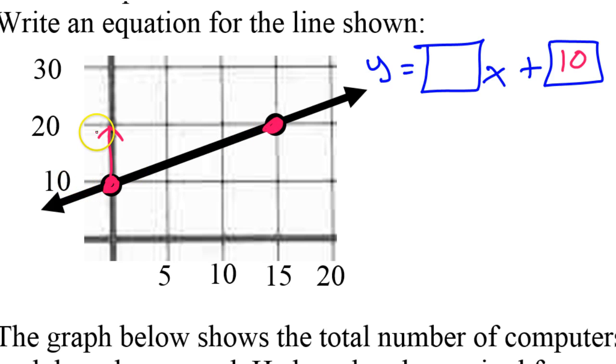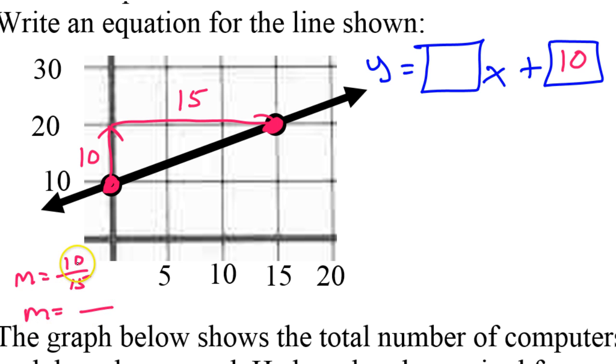It's going from 10 to 20, so that is a rise of 10. Now as I do this run, it's going from 0 to 15, so that is a run of 15. So rise over run, my slope is 10 over 15. And what does this reduce down to? Divide by 5. 5 goes into 10 twice, and 5 goes into 15 3 times. So my slope is 2/3.